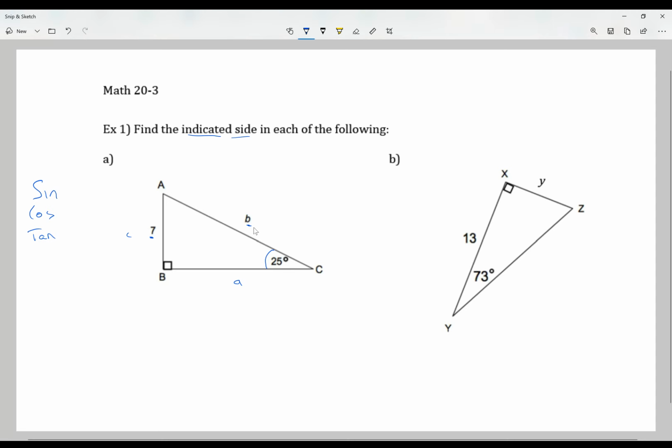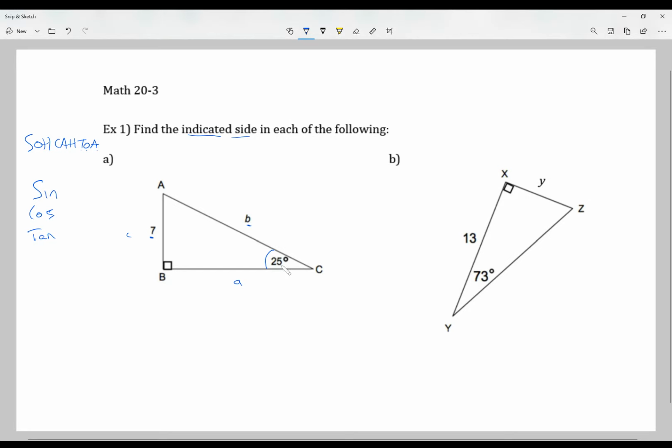for this side length. The first step to solving for that side length is we have to choose whether we're going to use sine, cos, or tan. And if you remember SOHCAHTOA, that says sine is the opposite over the hypotenuse, cos is the adjacent over the hypotenuse, and tan is the opposite over the adjacent. Which one do I need to use here?